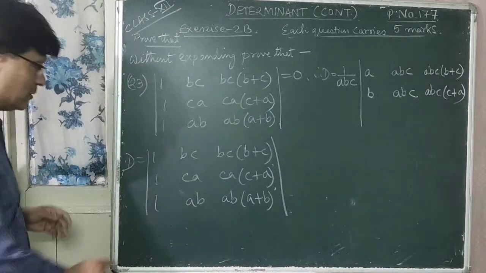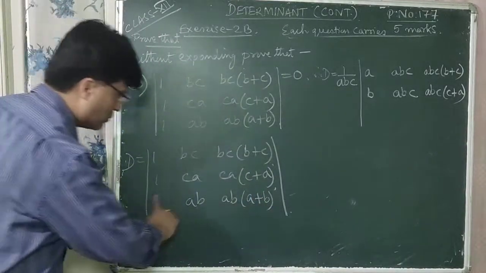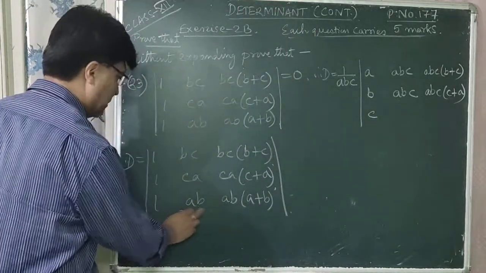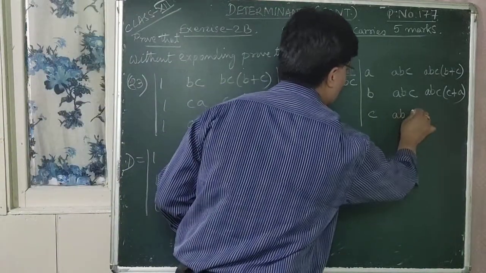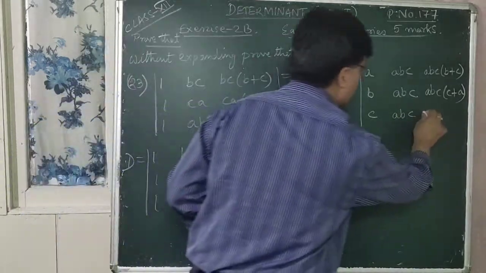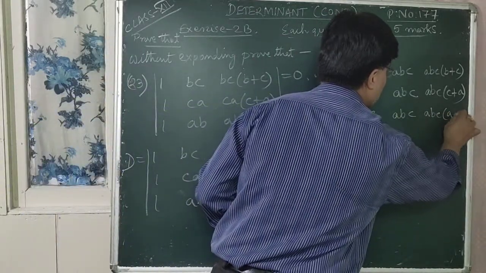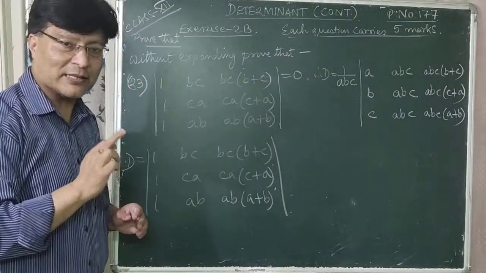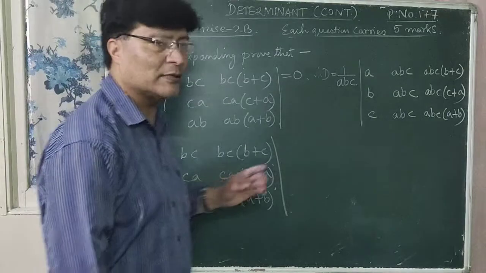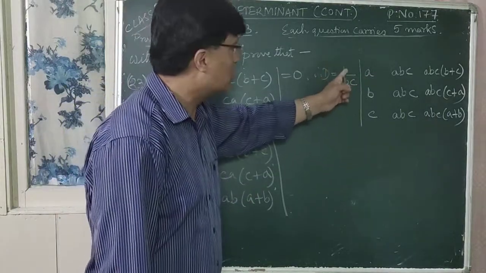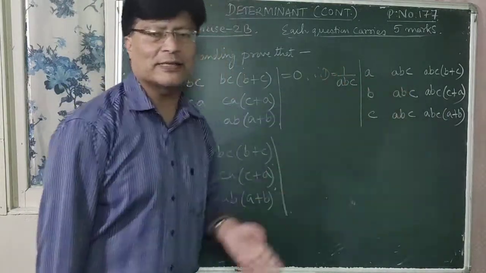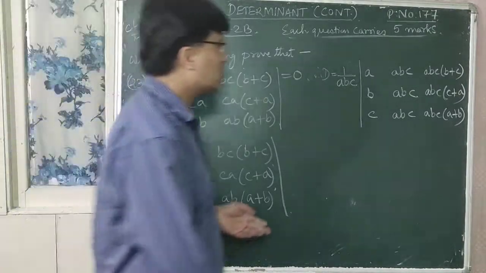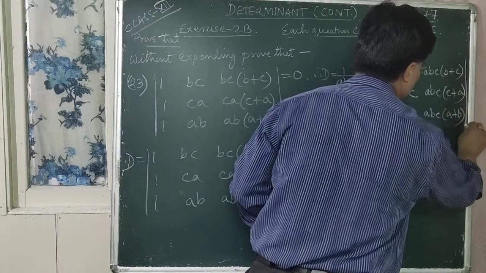Similarly, in the third row, C is missing, so multiplied by C, okay? So it is C, then ABC again here, then here also ABC, so this is A plus B, right? But you can cancel that C. So how can you cancel it? Before the determinant, you should write 1 by C, so that you can cancel that C. Is that clear? So the determinant sign is closed now.